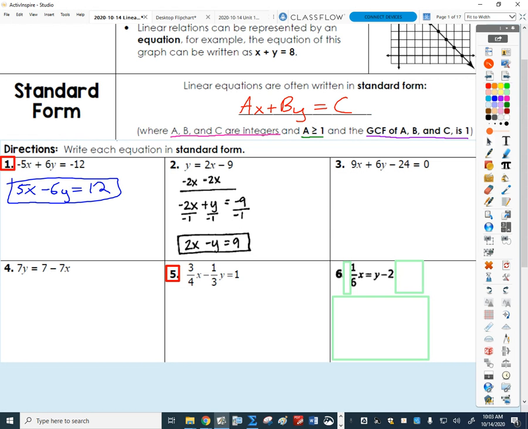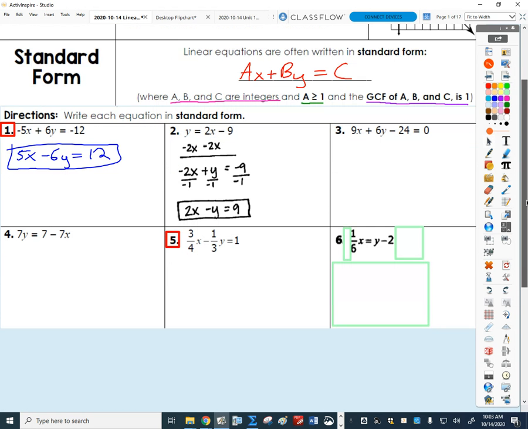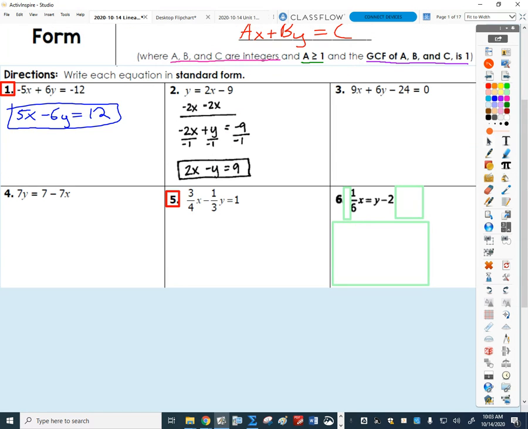What about something like number 5? What would I do there? What do you think, Rebecca? I've got to put that into standard form. Wouldn't you multiply them both by 12? Yes, good. We want to clear the fractions, don't we? Because we need integer coefficients.